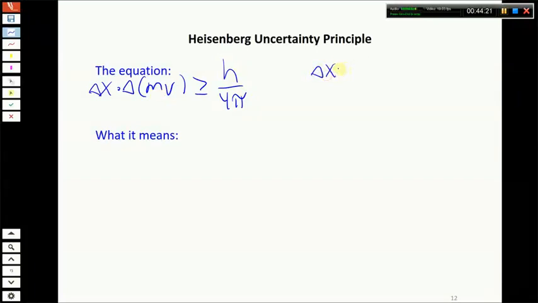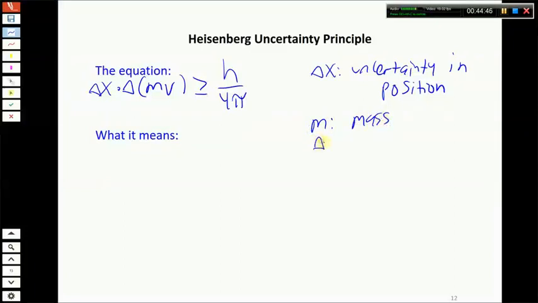So delta x is the uncertainty in position. In other words, how clearly do we know where that particle is at any given time? So it's an uncertainty in position. Do we know it's exactly here? Is there some range of values that are possible? That's what we mean by uncertainty. M is the mass of whatever particle we're looking at, and then delta v is the uncertainty in the speed of that particle.